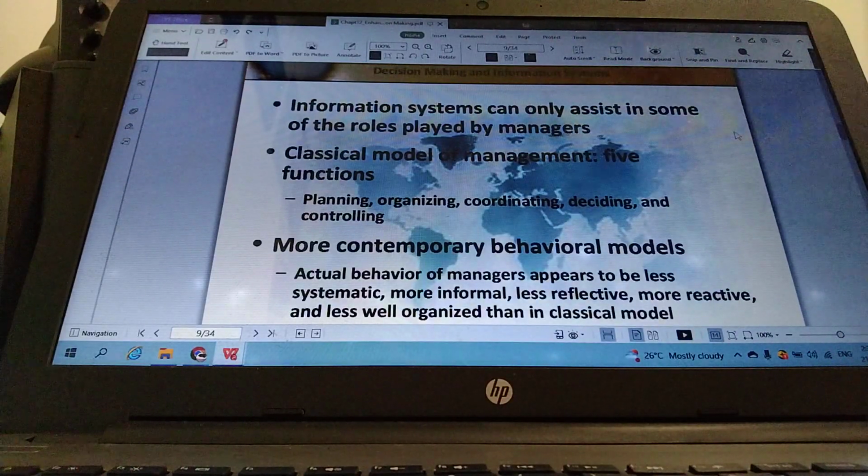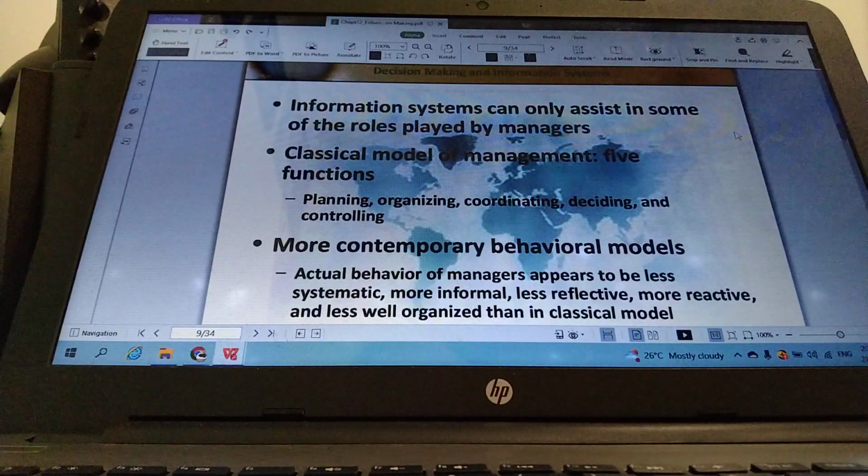Moving on the same topic, information system can only assist in some of the roles played by managers. Remember, as I told you earlier, information system or MIS only can assist. It cannot make a complete decision for you, right? So the senior managers or the middle managers still need to be responsible or involved in that decision making process, and definitely they can use the system to assist them in the process of making decision.